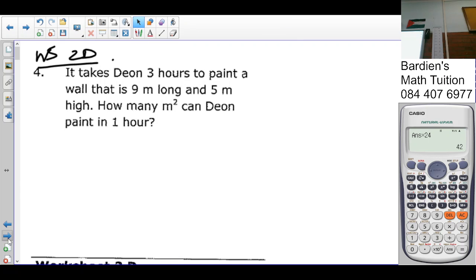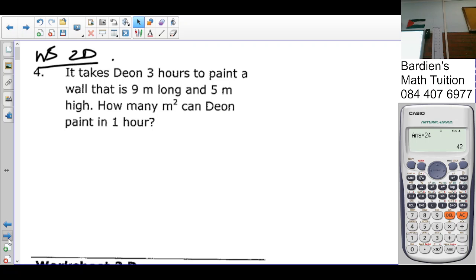It takes Dion 3 hours to paint a wall that is 9 meters long and 5 meters high. How many meters square can Dion paint in 1 hour? So firstly, I need to work out how many meters square this is.